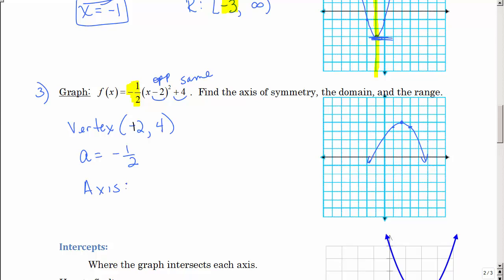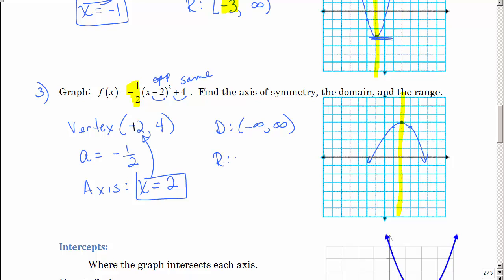Then we need our axis of symmetry. Again, it's a vertical line. Don't tell me just a number. It's always x equals that x coordinate. Domain, all real numbers, that's a given.